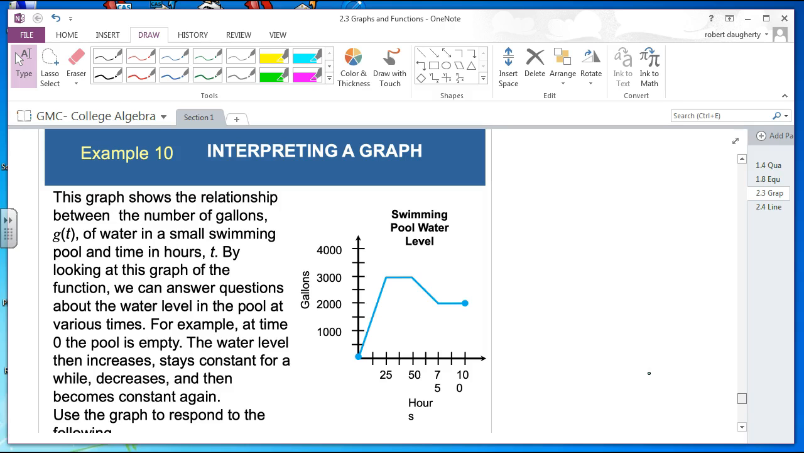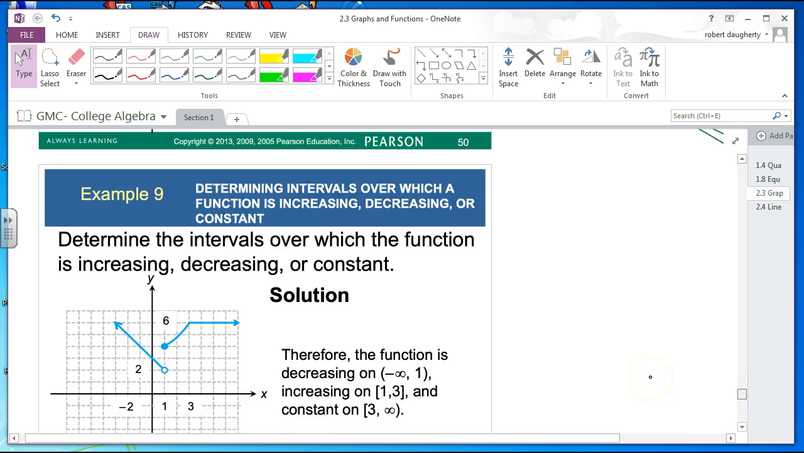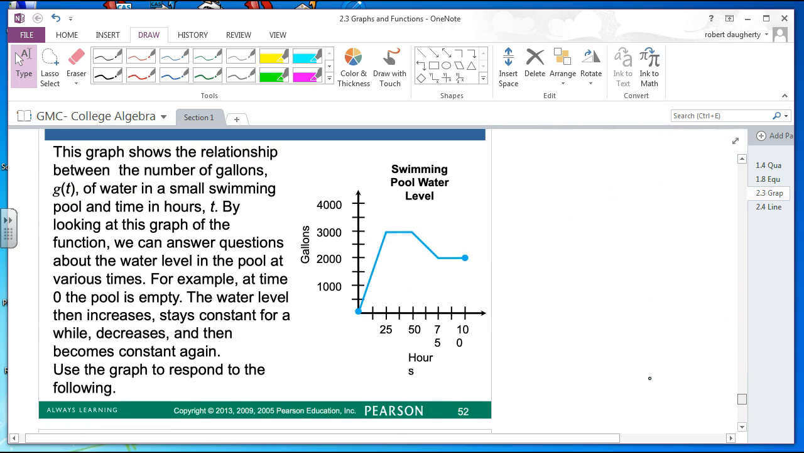You look at this graph, you see the hours are on the bottom, and the gallons you see on the vertical axis. So it tells me that at 0, my pool is empty. What's happening in this case is you're filling the pool up. It looks like it takes the first 25 hours to get to 3,000 gallons. Then your pool stays at 3,000 gallons until about 50 hours. And then it looks like your pool goes down to 2,000 gallons and then it stays constant.